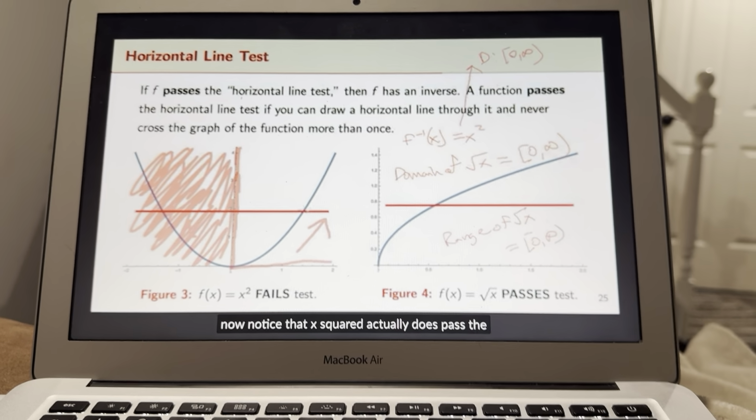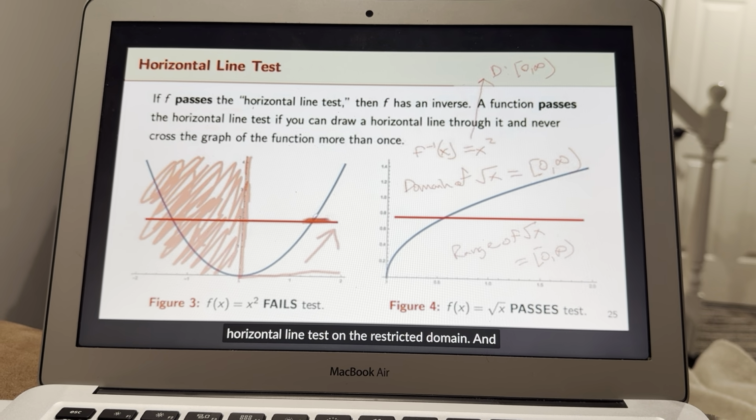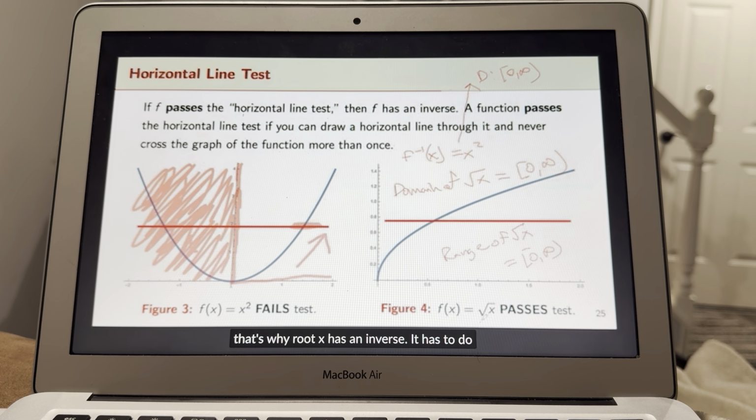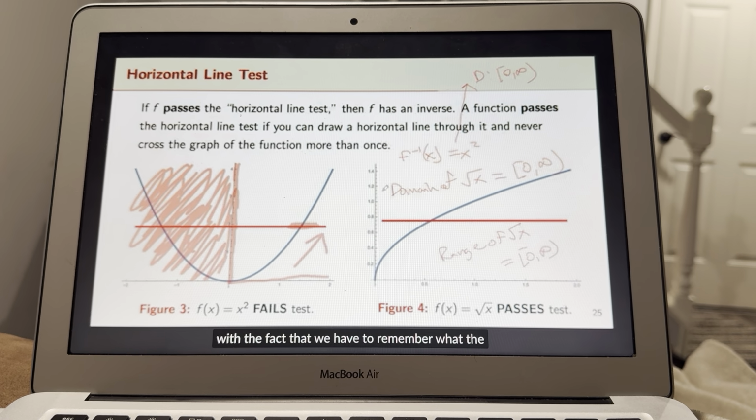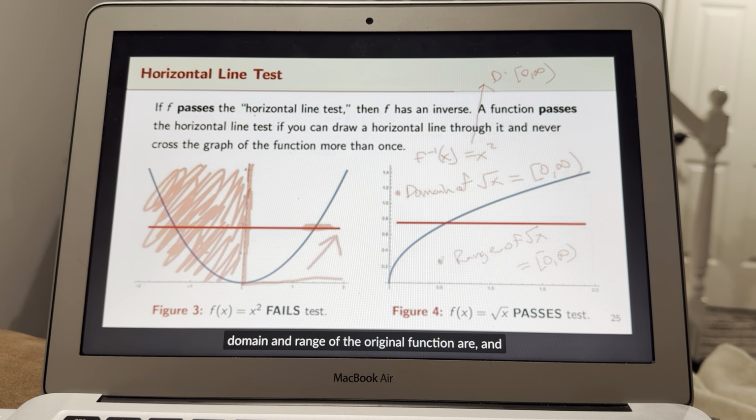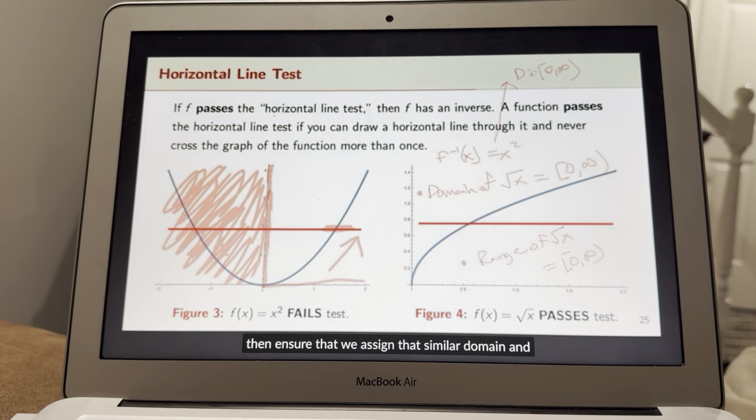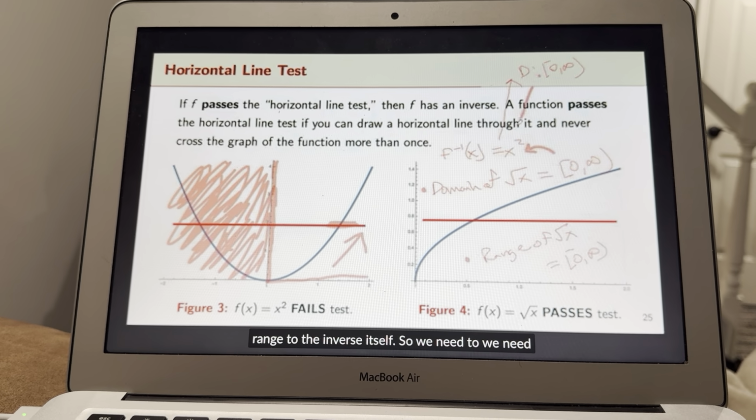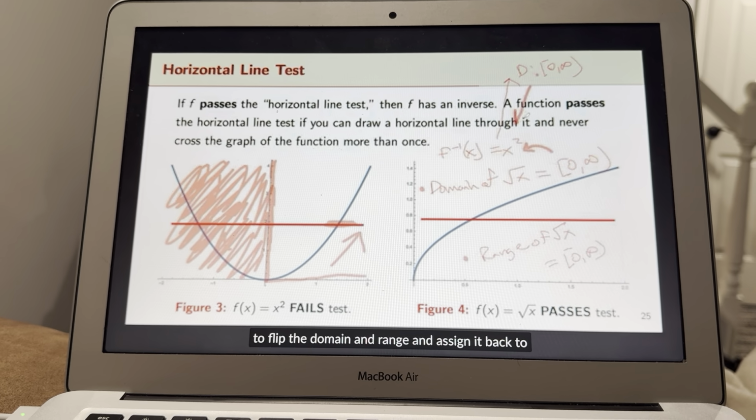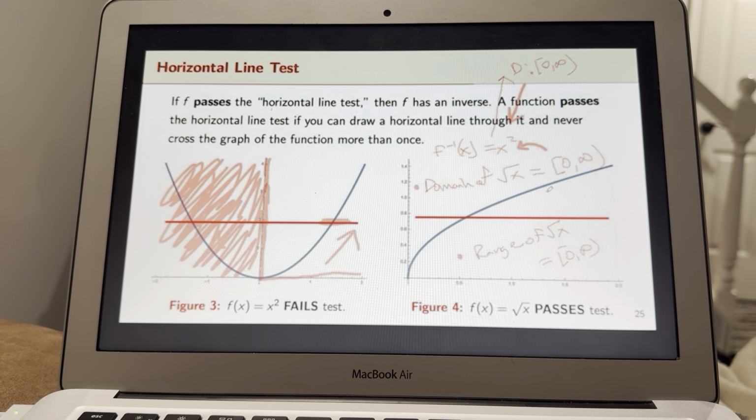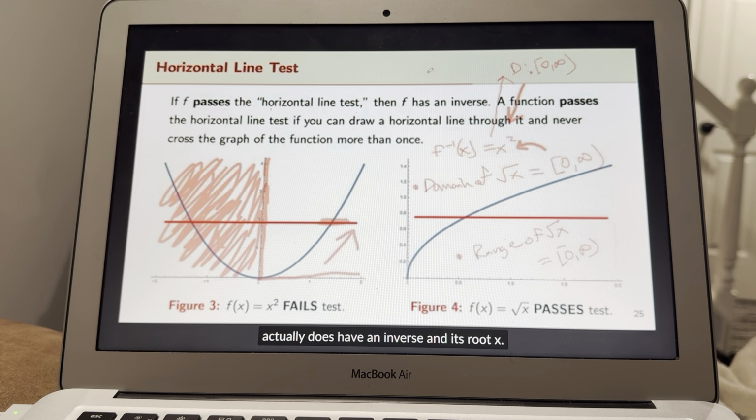Then now notice that x squared actually does pass the horizontal line test on the restricted domain. And that's why root x has an inverse. It has to do with the fact that we have to remember what the domain and range of the original function are, and then ensure that we assign that similar domain and range to the inverse itself. So we need to flip the domain and range and assign it back to the inverse candidate. And that's what we've done. And that's why x squared with a restricted domain actually does have an inverse, and it's root x.